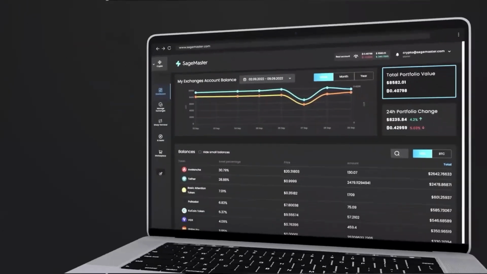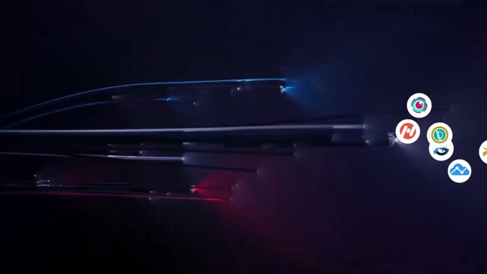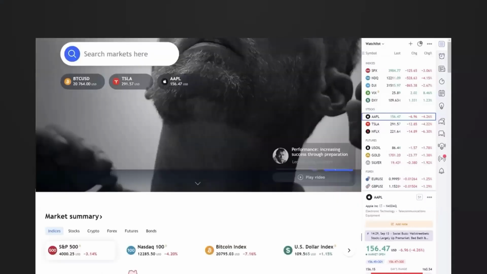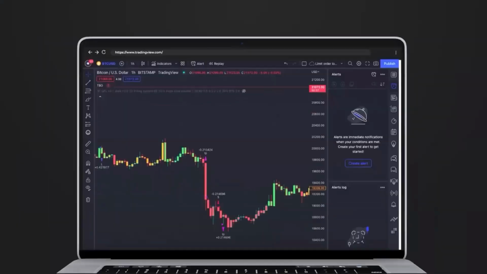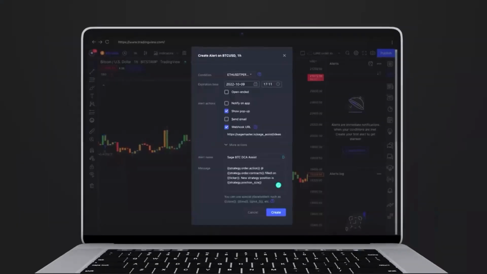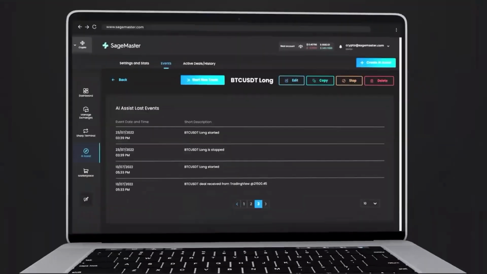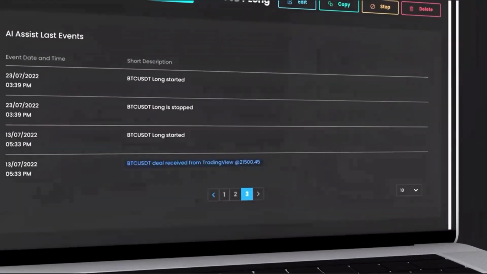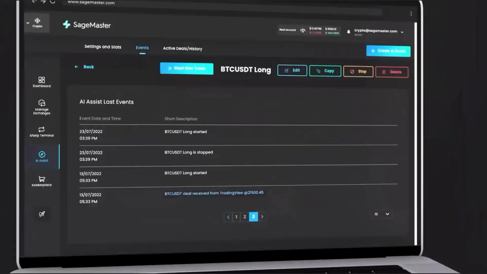SageMaster is not limited to just these strategies. Thanks to our open API, you can connect other platforms, such as TradingView. For any trade ideas found by your trading strategy or technical indicators on TradingView, alerts will be sent directly to Sage Assist to create an assist, or start or close a trade deal. The sky is the limit.